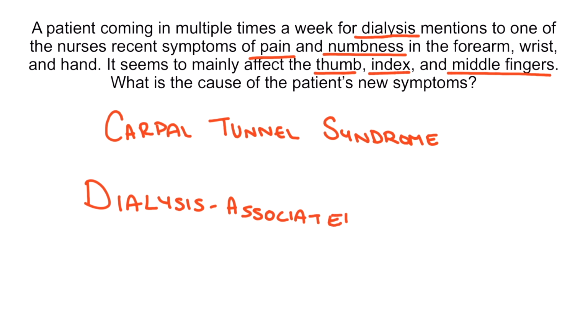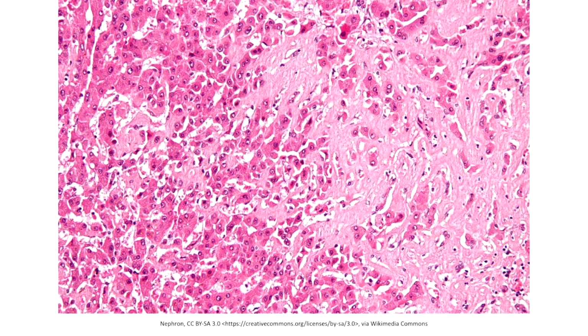The typical management of amyloidosis involves treating the underlying condition, but in this case of renal failure, there's not much more that can be done. However, we can treat the carpal tunnel syndrome with immobilization of the wrist via a splint for now and see how the patient does. Here's an H&E stain showing hepatic amyloidosis.